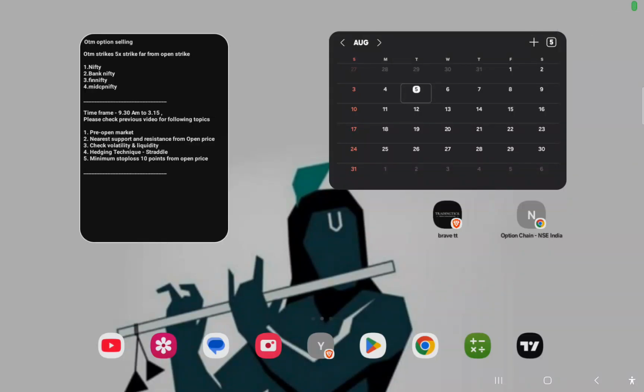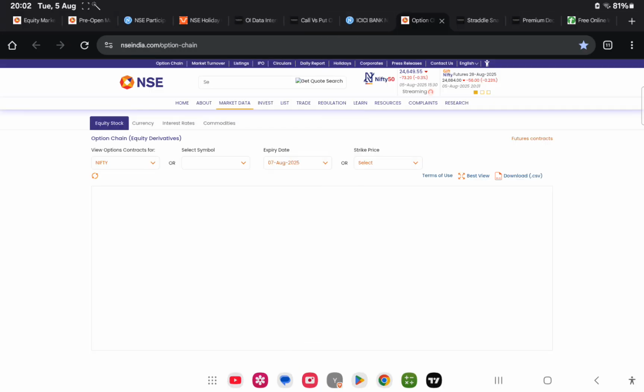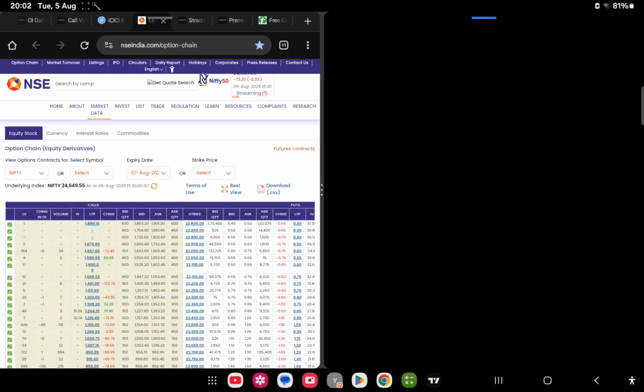So today we are going to see option selling for Nifty, Bank Nifty, Finnifty and Midcap Nifty. We'll start with option chain and we'll compare the price action. The two websites I'm using here are NSE India, and the price action will be shown in the TradingView website.